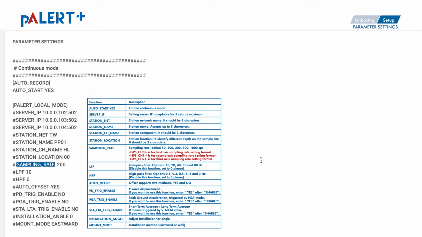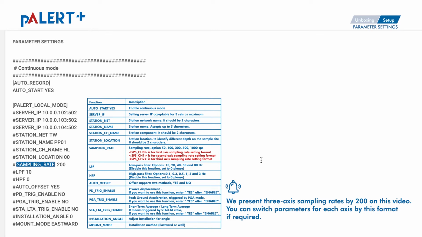Sampling rate. SPS channel 0 is for the first axis sampling rate setting format. SPS channel 1 is for the second axis sampling rate setting format. SPS channel 2 is for the third axis sampling rate setting format. We present 3 axis sampling rates of 200 in this video. You can switch parameters for each axis by this format if required.